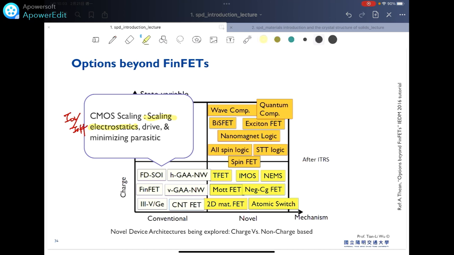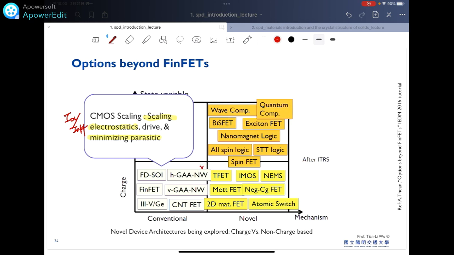And also, we need to minimize the parasitics. Considering the parasitic capacitance and parasitic resistance, these will all hinder our device performance. And here are some options. Some of them you already see. For example, this is SOI, which we already discussed here. And this is nanowire, which we also showed before.